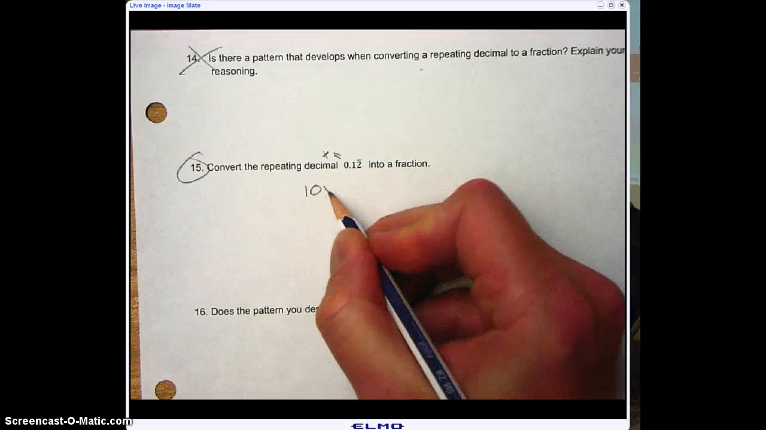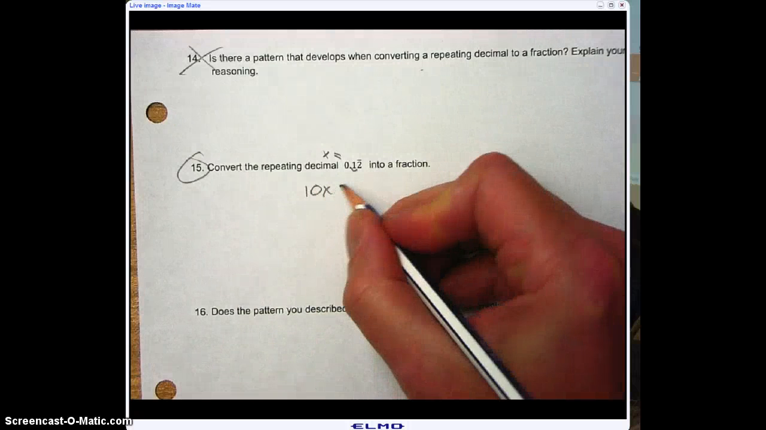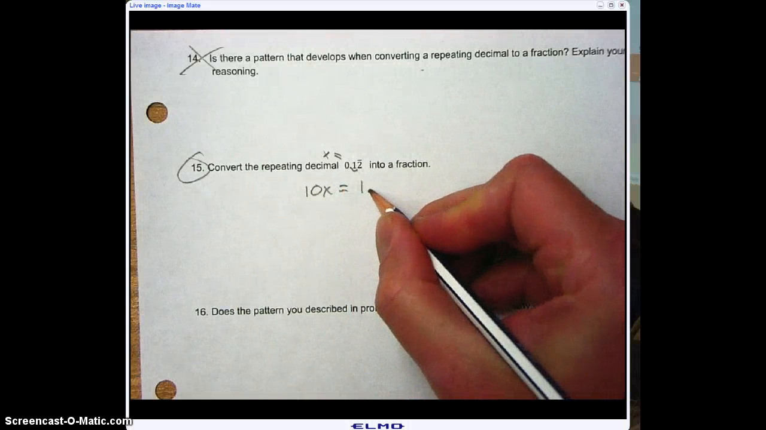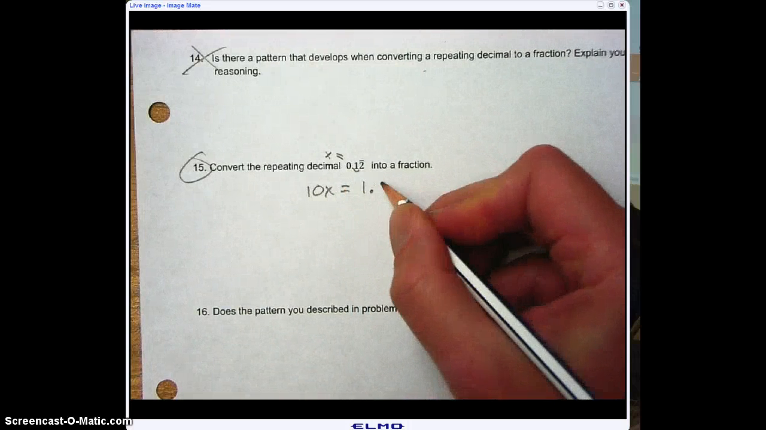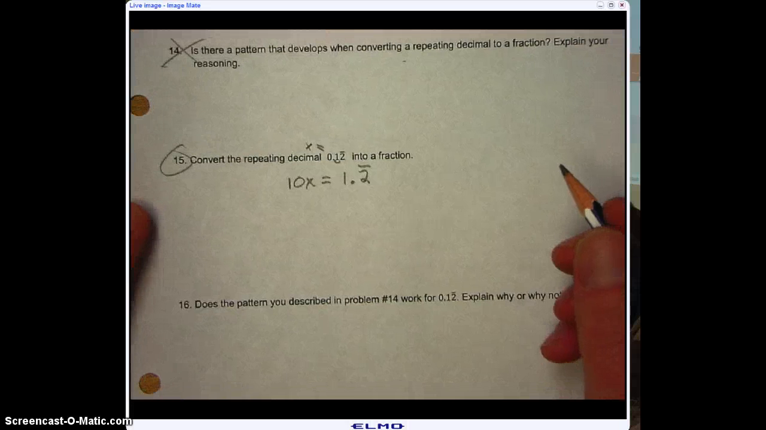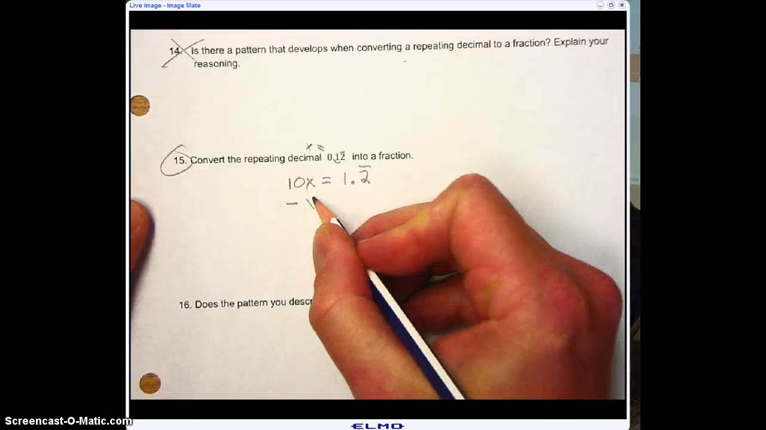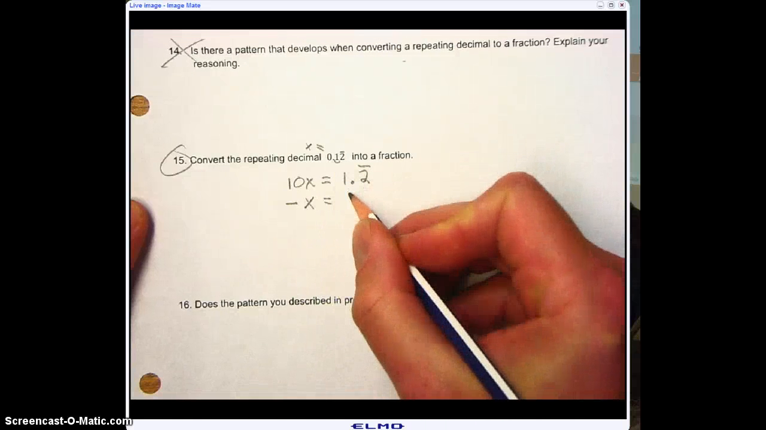So 10x is going to equal that, which is 1 point, right? I'm moving it 1 place, 1.2 repeating. Sorry, lights shut off. Okay, lights are back on. So now we're going to subtract from it just the original x. X is equal to just 0.